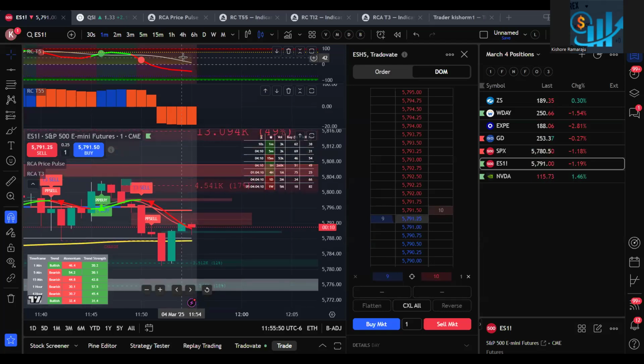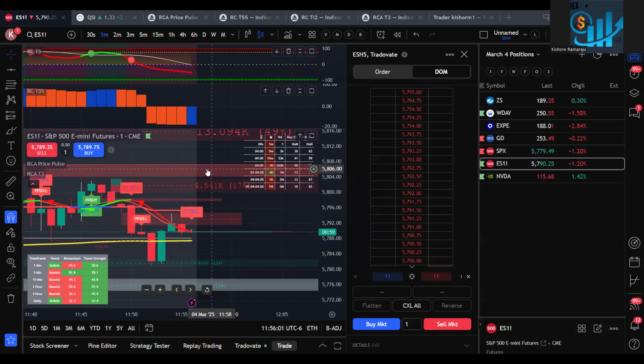It is just all about looking for the confluence, right? I will wait for a buy signal now. If I get a buy, if I see this green, this blue, this one green, then I can enter long.